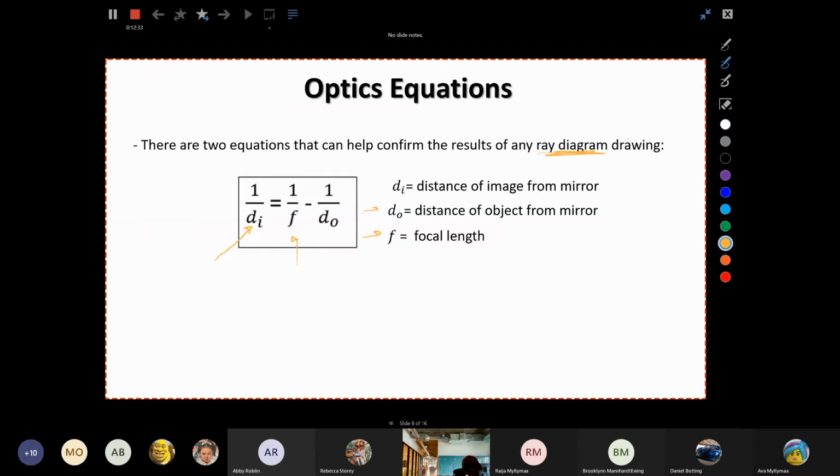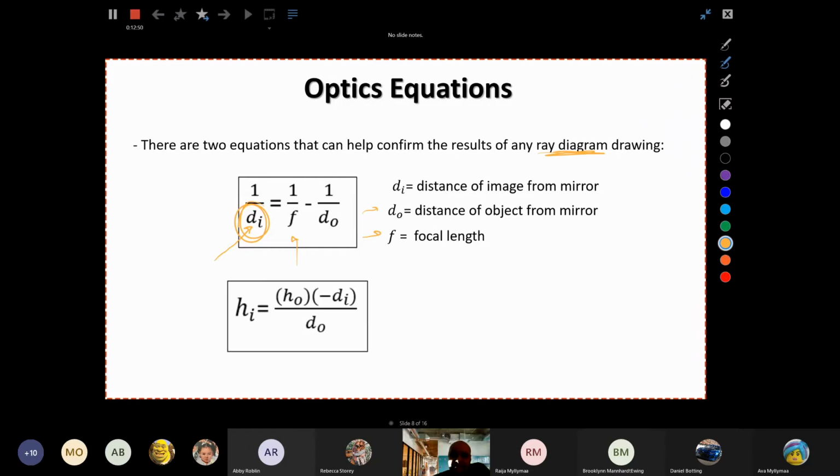So that is always going to be the first equation you want to use. And it's always the first equation you want to use because we actually need this number in our second equation. And so our second equation, what we're going to do is calculate the height of the image. So again, it's all stuff we're given: ho, the do, and we have a negative di. So we're going to be adding a negative sign in there.